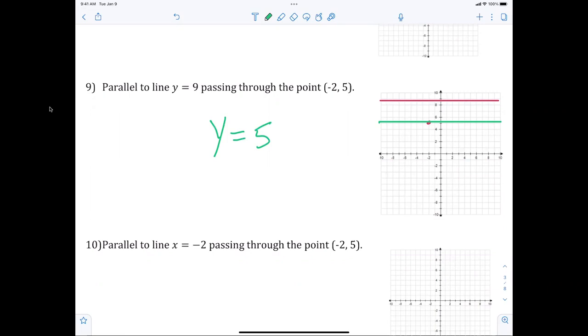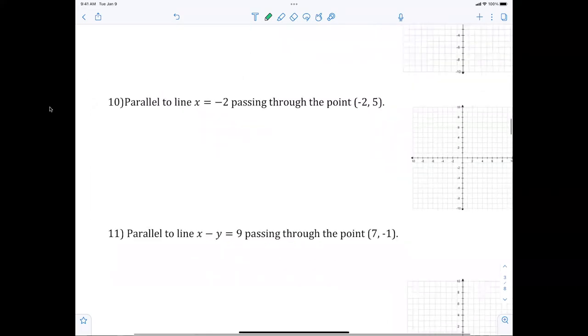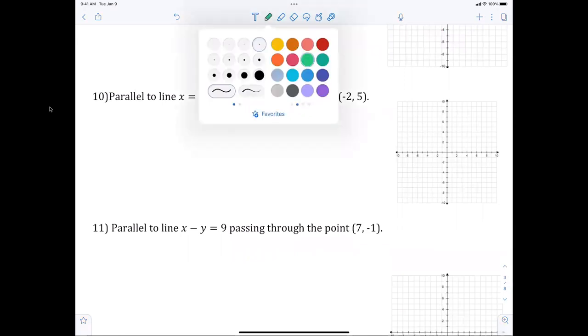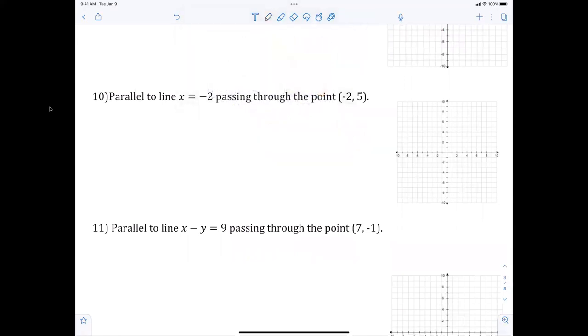All right. So now if I'm looking at number 10, I want something, but do me a favor. This is my first typo, or my secretary's first typo. Erase this negative. It's 2, 5. It's 2, 5.